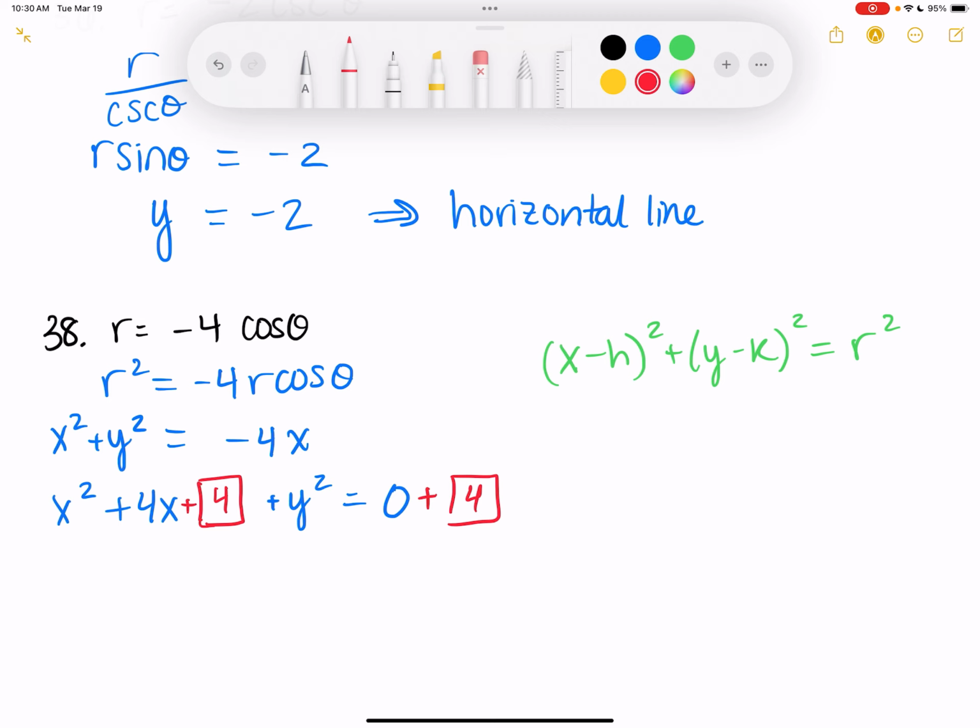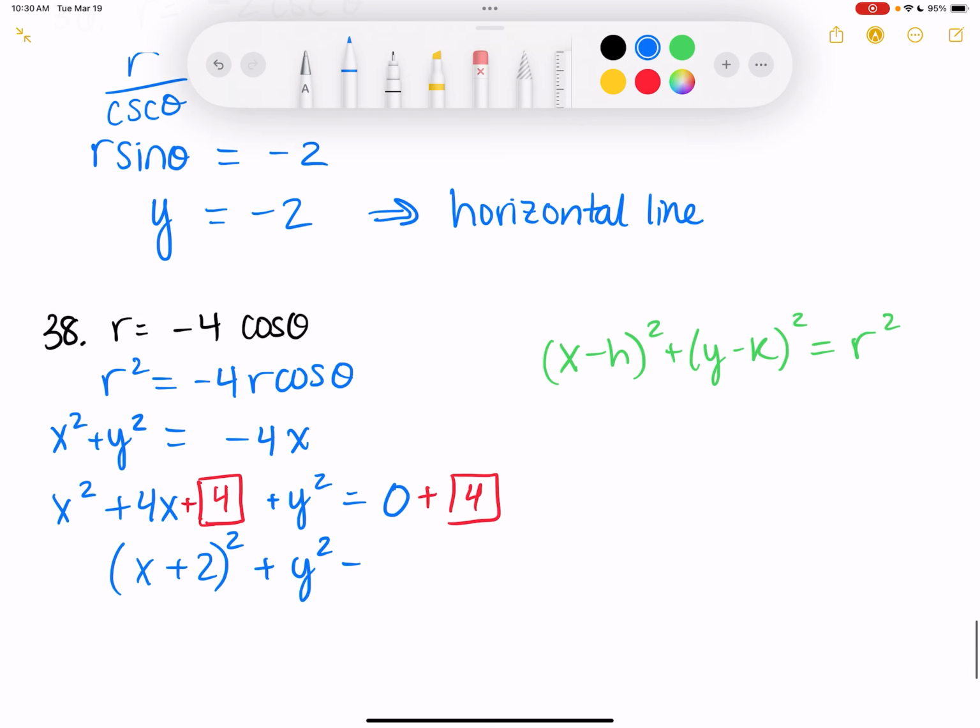Now, what does completing the square allow me to do? Split it up into what? Into the perfect square trinomial. It's a perfect square trinomial, so in this case, what does that give me? X plus 2, x minus 2. X plus 2 squared. X plus 2 squared. You give me the difference of squares one. Oh. So x plus 2 squared plus y squared equals 4. So now this is in circle form.